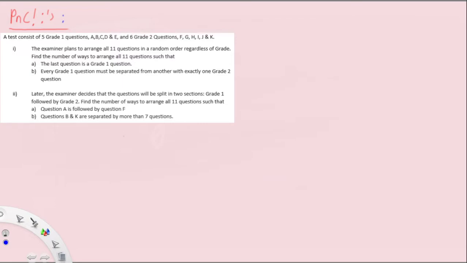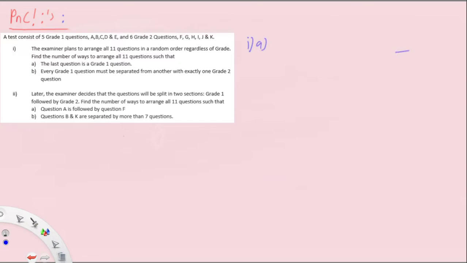Alright, let's begin. The test consists of 5 grade 1 questions A to E, and 6 grade 2 questions F to K. The examiner plans to arrange all 11 questions in a random order regardless of grade. Find the number of ways to arrange all 11 questions such that the last question is a grade 1 question. Alright, so we know that the last question must be a grade 1 question.